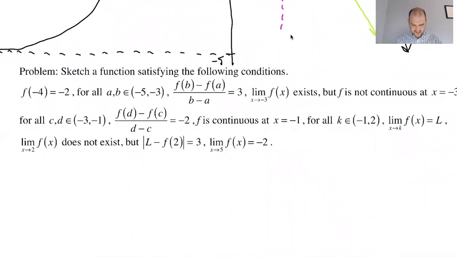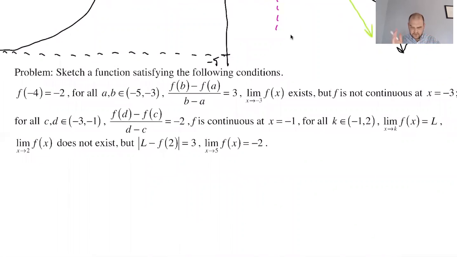All right, sketch a function satisfying the following conditions. Just like last time, we like cold hard facts. So anything that we can deal with and just plot immediately, that's what we'll go for. f(-4) is -2. Awesome, cold hard fact. For all a and b in between -5 and -3, what?